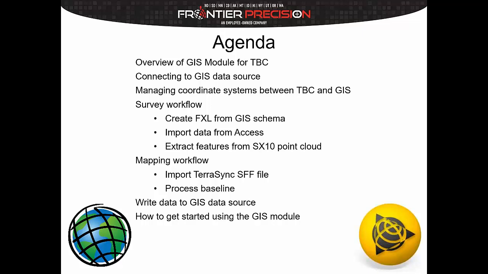Then we'll go through the survey workflow of creating an FXL to extract the schema out of the GIS data source and how to get that over to Access. Then we'll go through a feature extraction from an SX10 data cloud. And then we'll go through the mapping workflow, which will be importing a TerraSync SSF file, processing that baseline to differential correct the data, and then writing all of the data to a GIS data source. And then how can you get started using the GIS module?